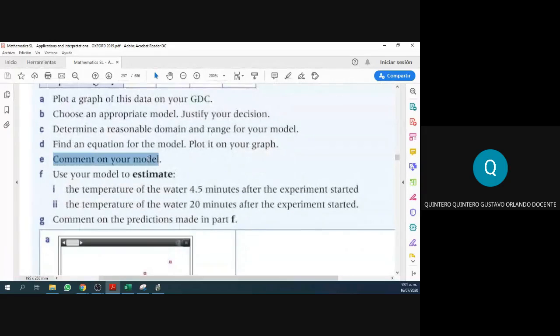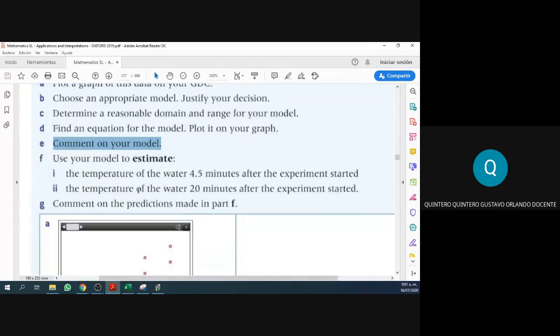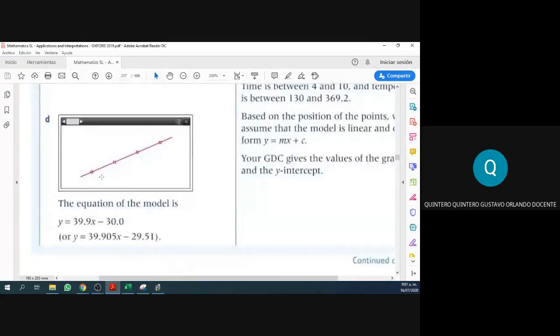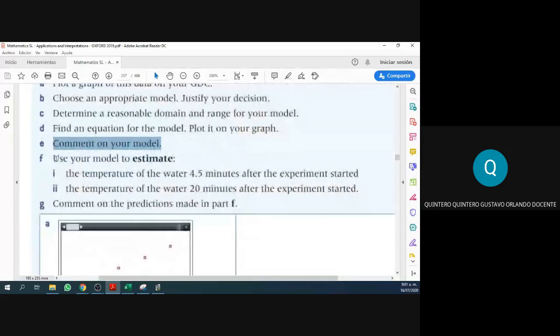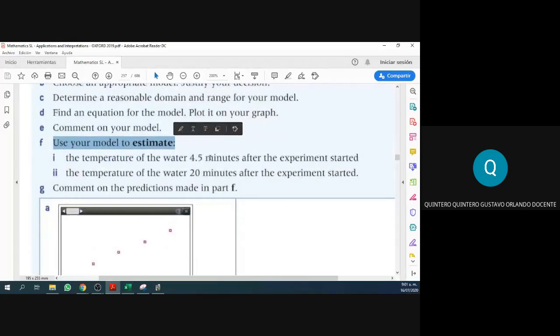Here. Comment on your model. Commenting on the model means saying if it is a good model or not, right? And look, since this is the line, it looks like it is a perfect model. So it is perfect. Everything is fine. Use your model to estimate. All right, so we're going to estimate the temperature of the water at 4.5 minutes.